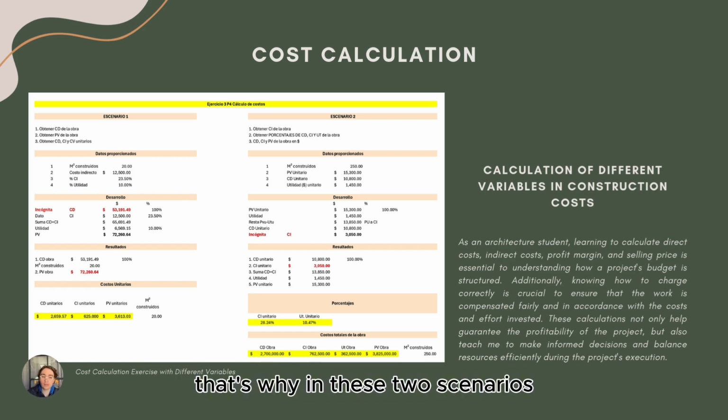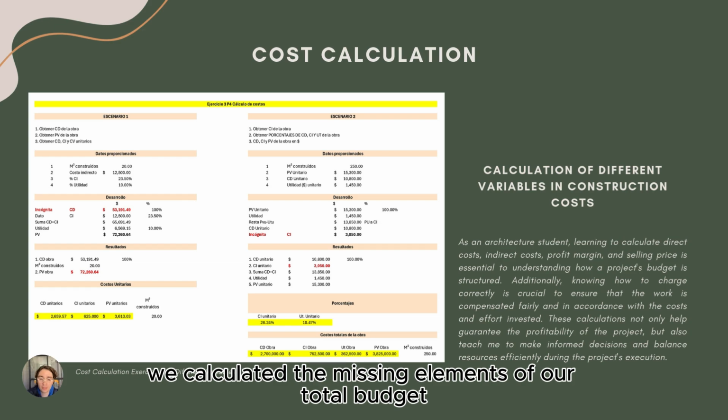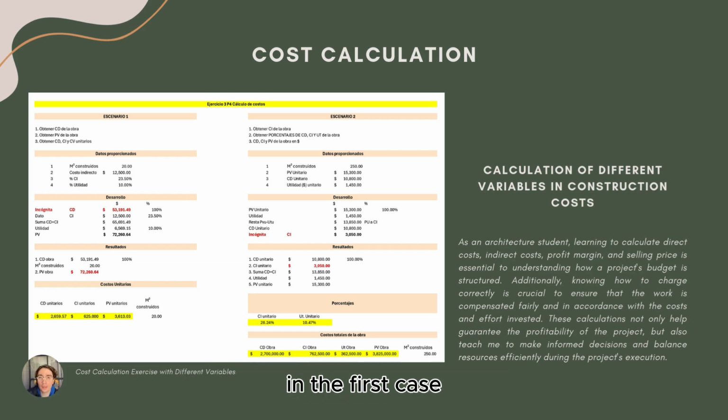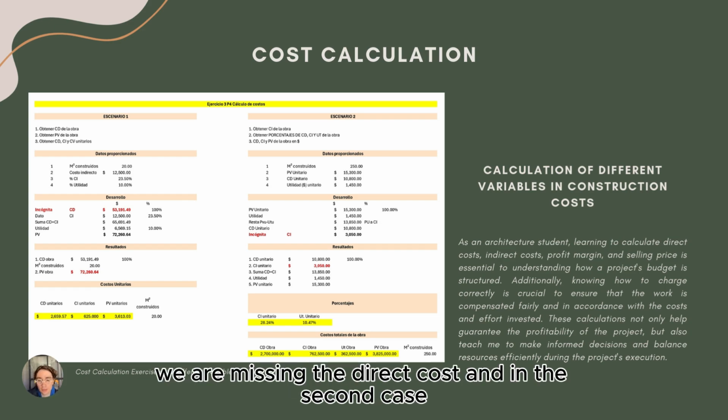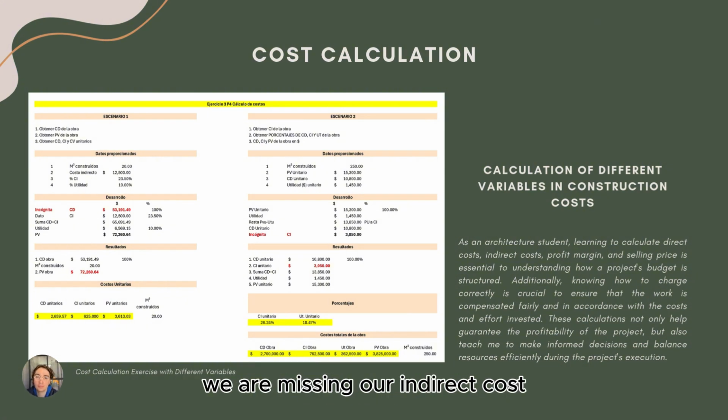That's why, in these two scenarios, we calculated the missing elements of our total budget. In the first case, we are missing the direct cost. And in the second case, we are missing our indirect cost.